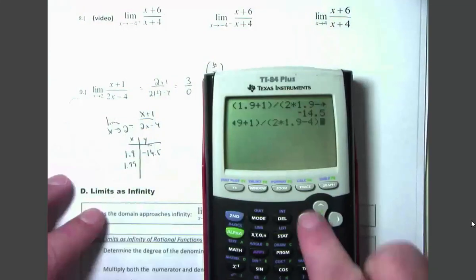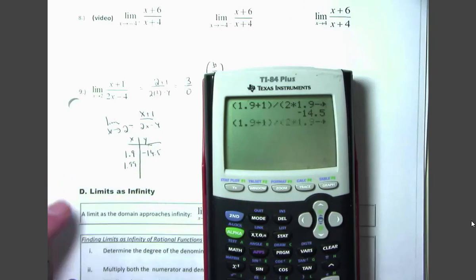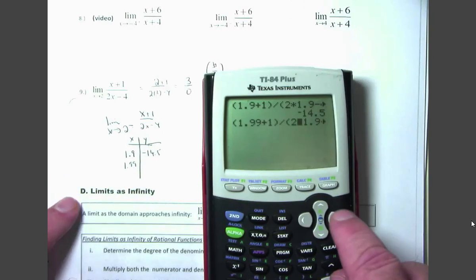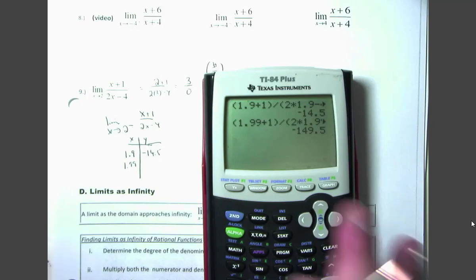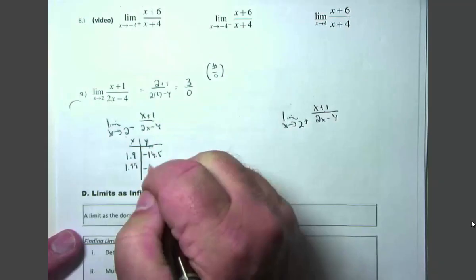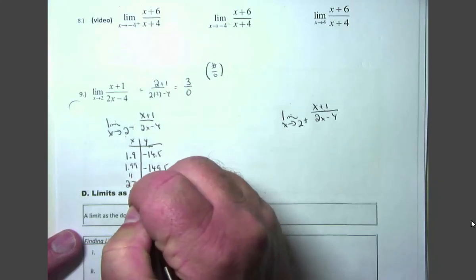So I'm just going to recall it back down and replace the 1.9s and just insert an extra 9 there. So now it's (1.99 plus 1) divided by (2 times 1.99 minus 4). And I get negative 149.5. That's good enough. Negative 149.5. This thing's going to 2 from below.